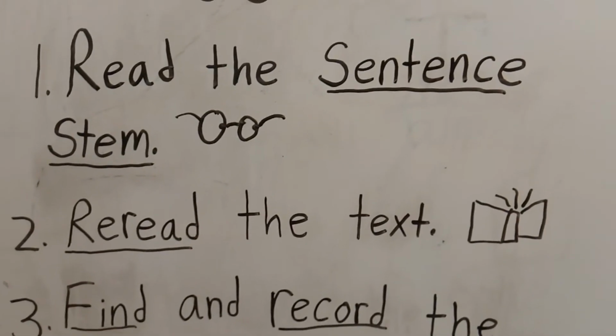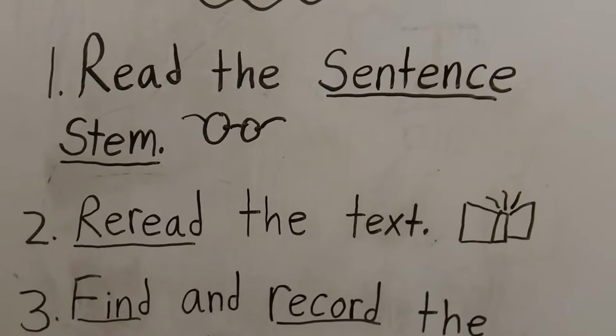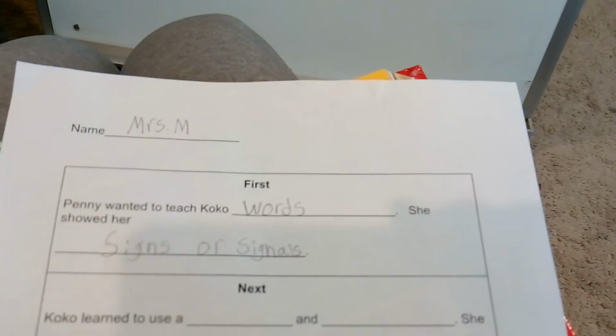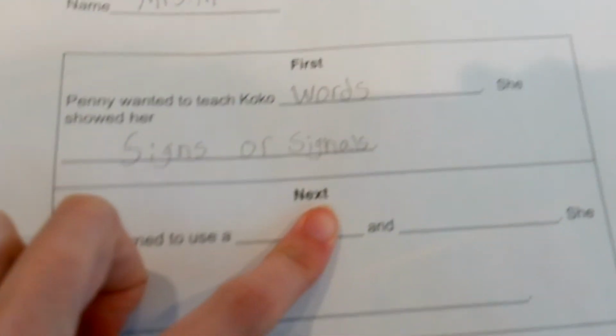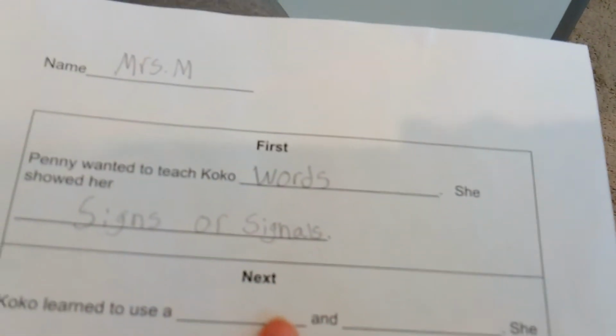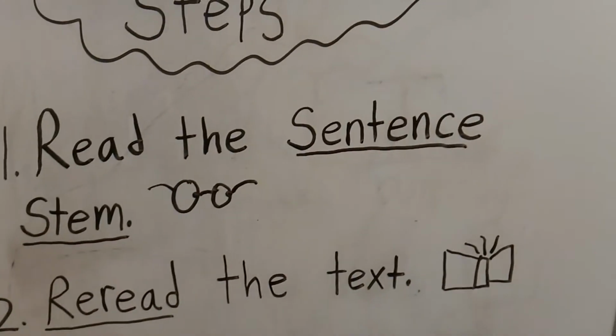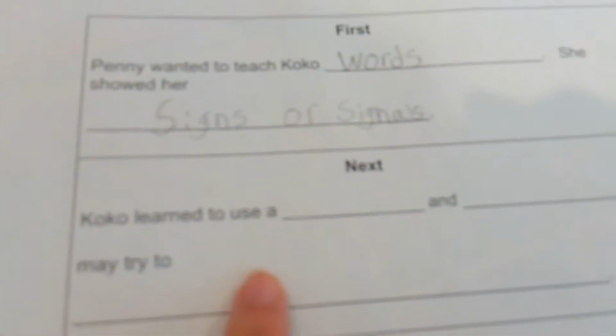Now, let's try one together. So what we're going to do is, first, I'm going to remove my Post-it notes from my book. And then we're going to take a look at the next one, right here. So you guys know that first, I need to read the sentence what? Stem. So let's read it together.